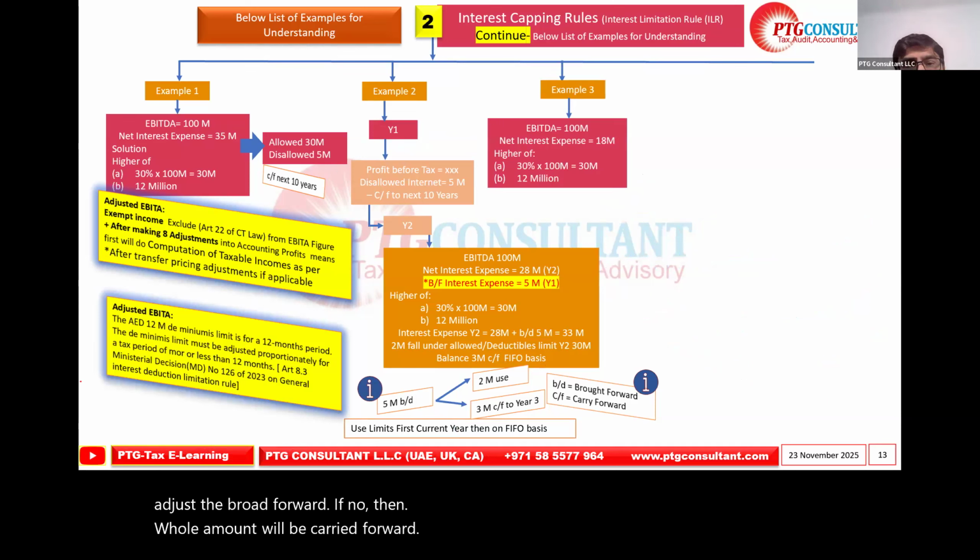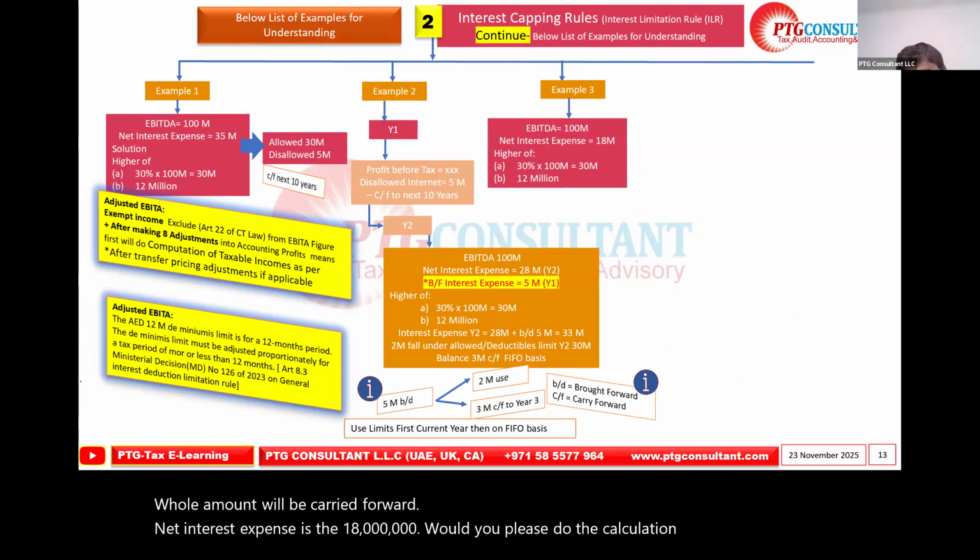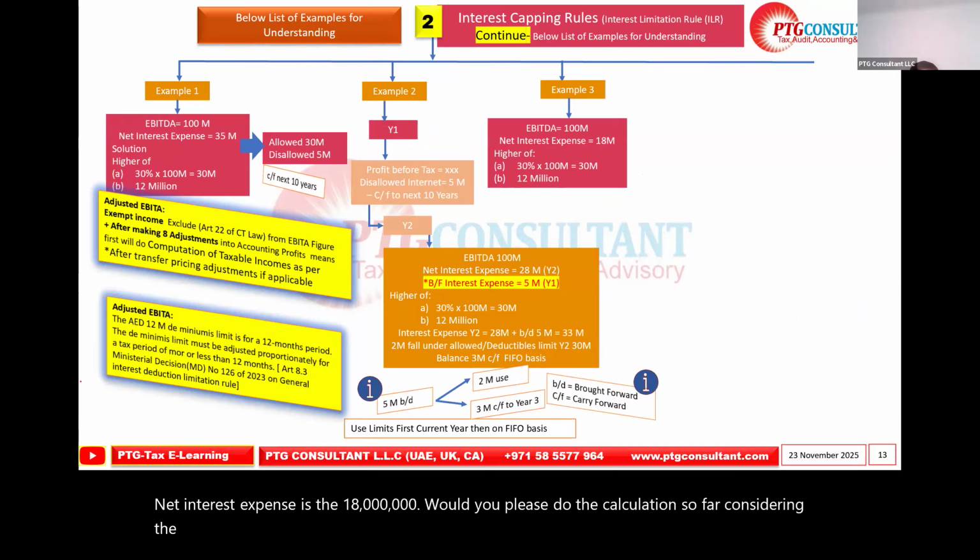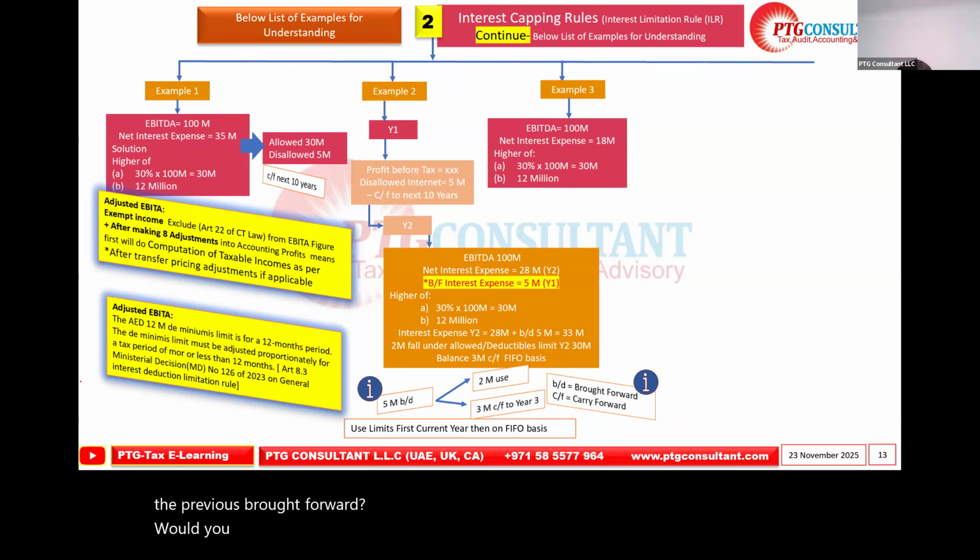Example 3. Net interest expense is 18 million. Would you please do the calculation so far, considering the previous brought forward? Would you please do the calculation, considering the same example, same continuity?